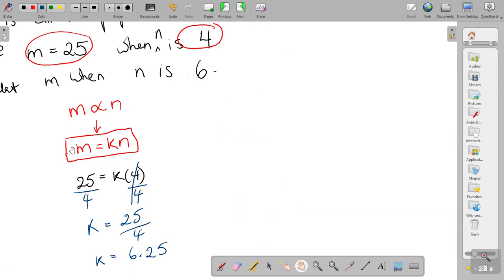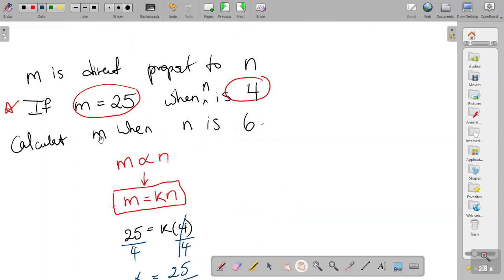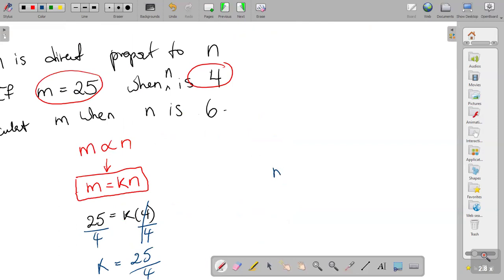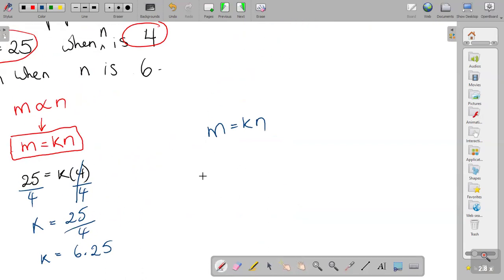All right. Now that we know what K is, we can work out the next part. They said now calculate M when N is 6. So what do we always start off with? Our formula. So M is equal to Kn. What never changes? K never changes. So that's going to be equal to 6.25 times N. And N is a new number. What is N now? N is 6. So M is equal to these two numbers. What is the answer when you multiply these two things? 37.5. Tell me if you understand it a little better.